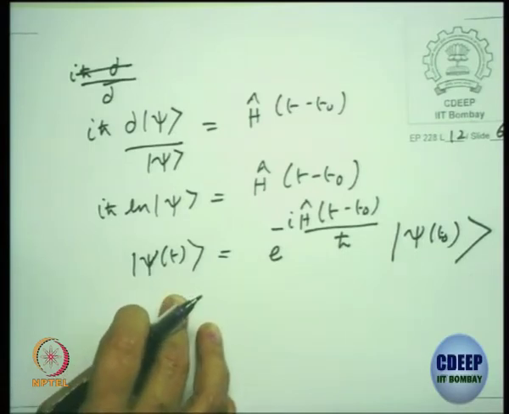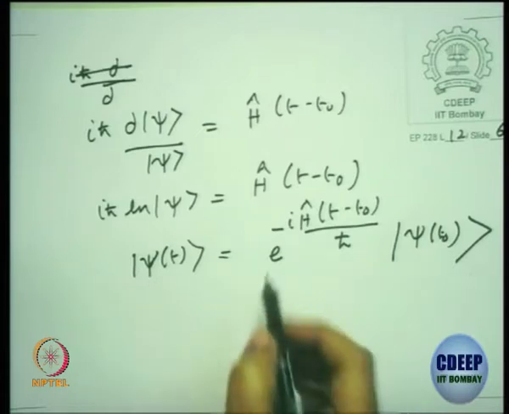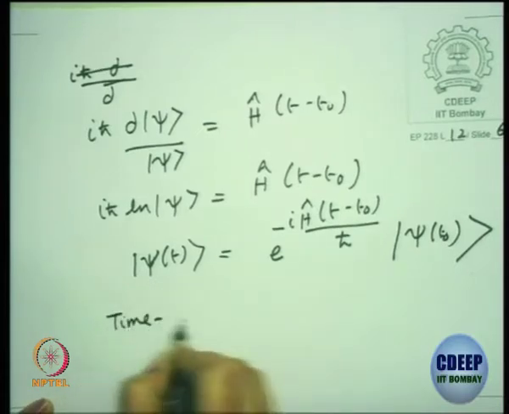What was Hamilton's equations doing? Hamilton's equation was only looking at the evolution equations in the phase space. But here in quantum mechanics, we say that the information about the system is contained in the ket vector psi, and we are interested in the time evolution of that ket vector psi, and the time evolution is given by this operator, and this operator is known as the time evolution operator. So let's call that the time evolution operator.